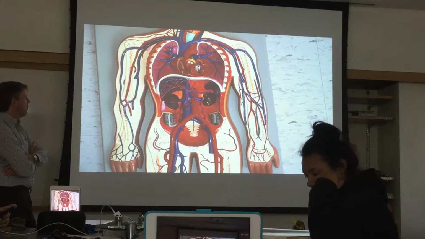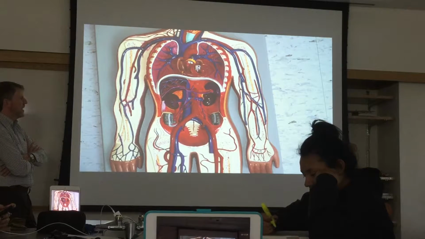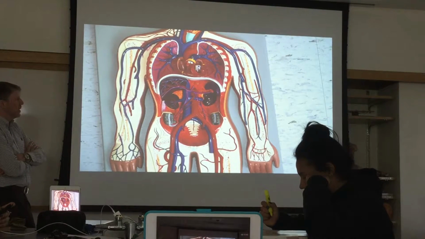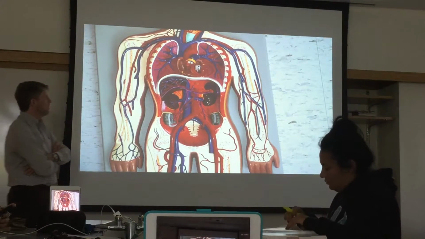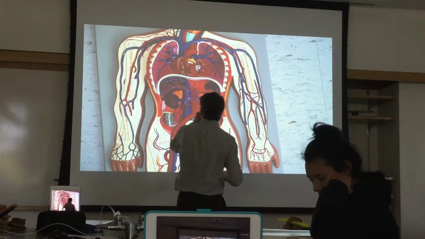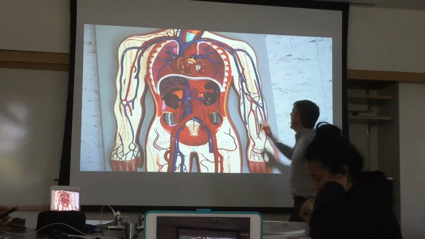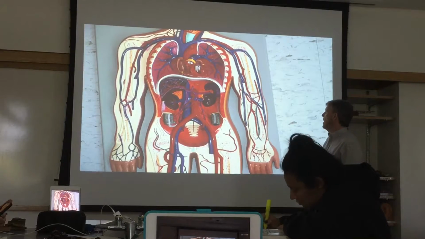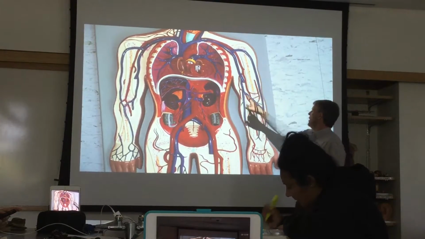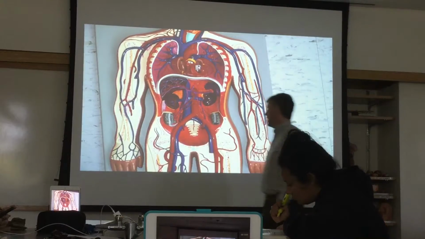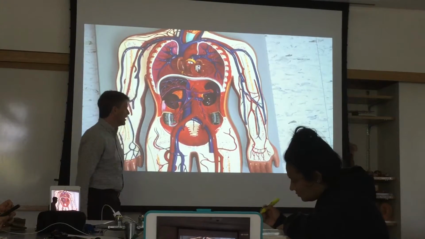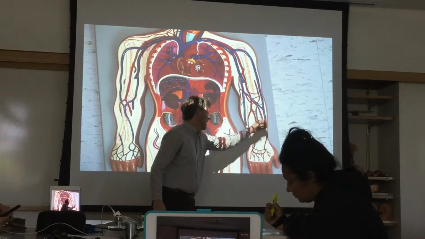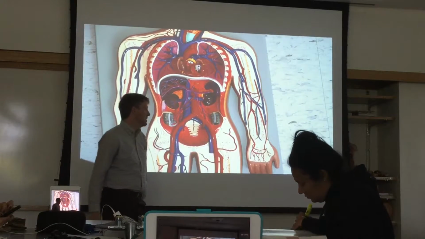So this model, for whatever reason, doesn't show the deep set of veins that you have in your extremities. It's just showing you the superficial ones. Like you had a brachial artery, you'd also have a brachial vein, but this model doesn't show it. What the model does show is the superficial set of veins. This one over on the side is the cephalic vein, and this one going down here is the basilic vein. Then you have what's called the median cubital vein crossing over, and then you have a radial vein and an ulnar vein on the sides.